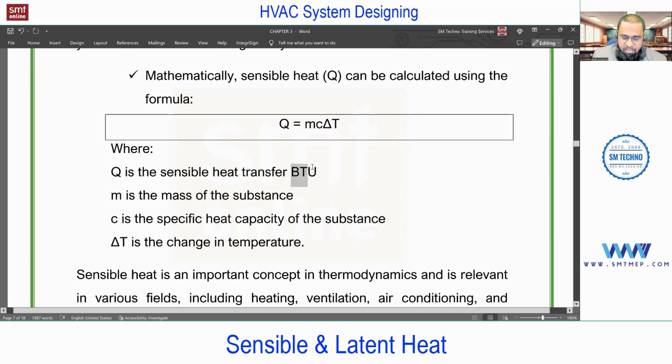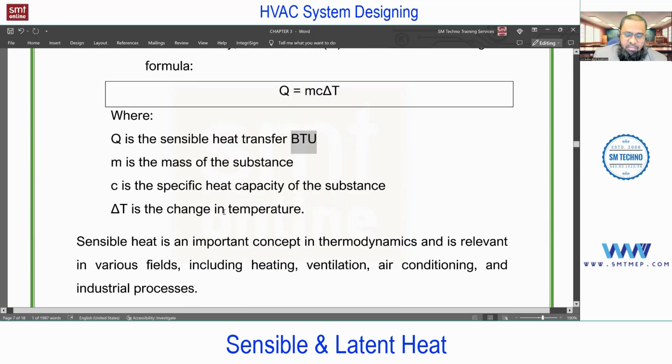Q can be in BTU, or joules or kilojoules. m is the mass of the substance. In case of flow rate of air, we use CFM, or in case of any solid, pound or kg. C is the specific heat of that substance. And remember, the specific heat depends on the substance. The specific heat of water is different compared with air, or the specific heat of milk is different compared with any other fluid. You'll get that from the table.